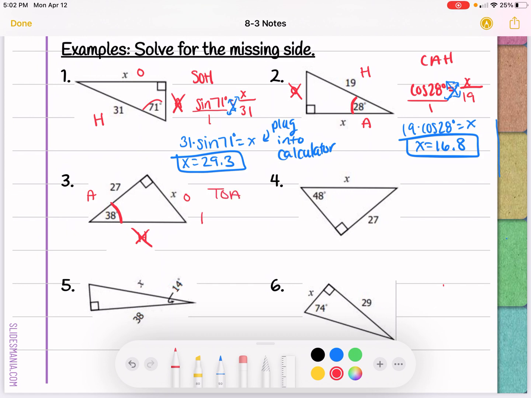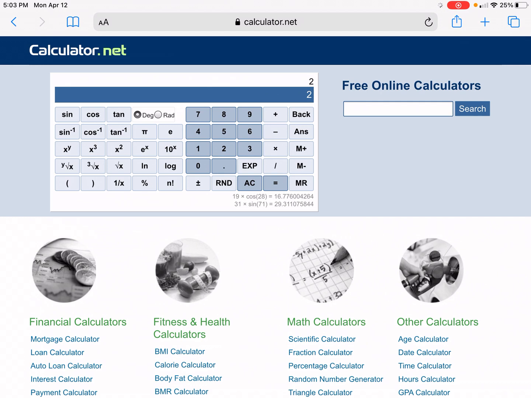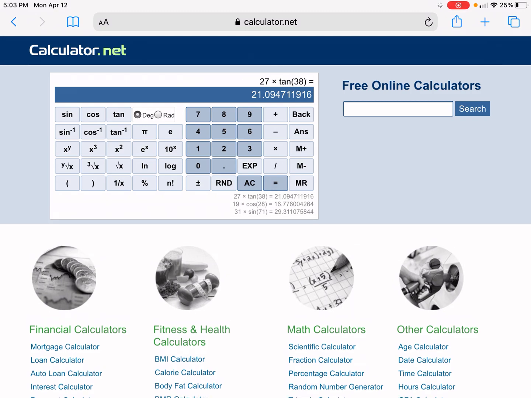So now I'm going to set up my trig ratio. Tan 38 degrees equals O over A. Here our O is X and our A is 27. And I'm going to write this left side over an imaginary 1 so that it's a proportion. And now I can cross multiply. So here I'm doing 27 times tan 38 degrees equals X. And I'm going to go to my calculator and plug that in. That comes out to about 21.1.